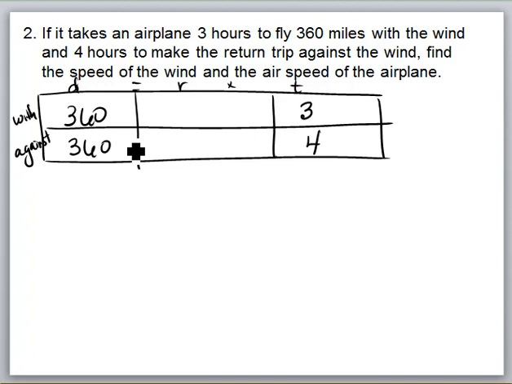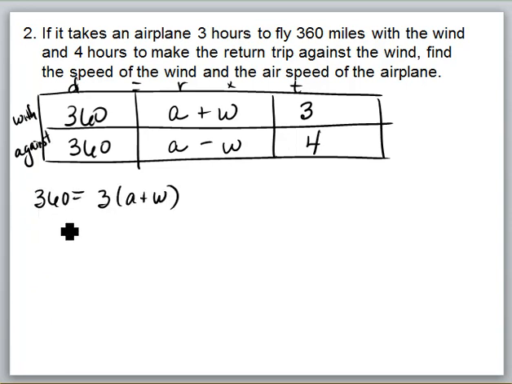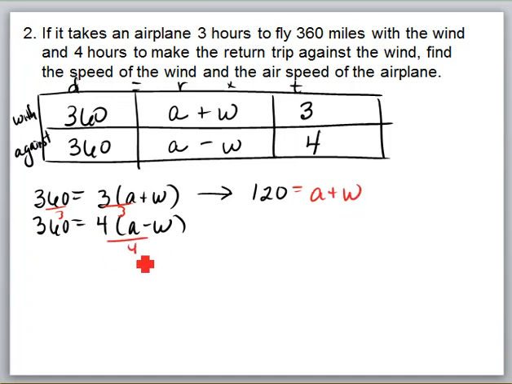You're still going the same distance. With the wind means that I'd have the airplane speed plus the wind, and against the wind means I'd have airplane speed minus the wind because I'd be going slower. So my two equations would be 360 equals 3 times a plus w, and then I have 360 equals 4 times a minus w. Again, I'm going to solve this a much easier way by dividing each side by 3. So if I divide by 3 on both sides, I get 120 equals a plus w. Here I'll divide by 4 on both sides, and I get 90 equals a minus w.